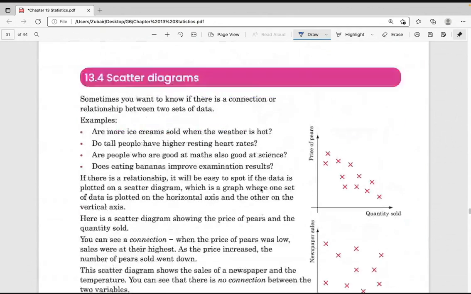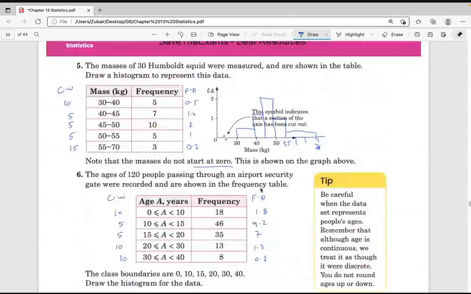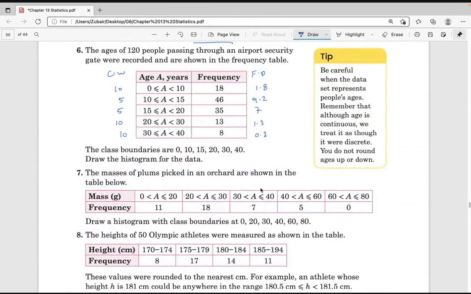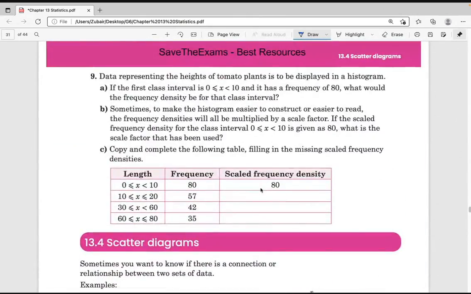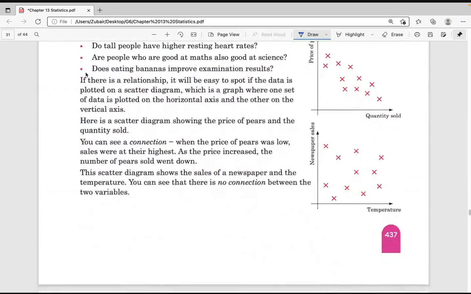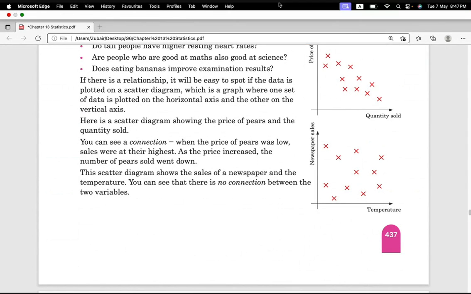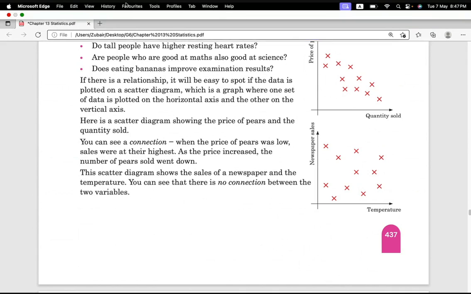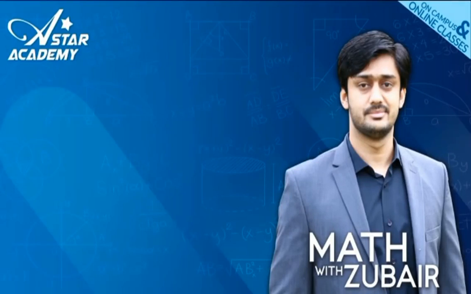So just go through these, make some histograms. We have only questions 7, 8, 9, and 3. Try to start from the ninth question if you have less time. So 9, 8, 7, and give some time to scatter diagrams as well. If there is any issue, we'll discuss tomorrow, and probably in 1 to 2 classes we'll be able to complete this chapter.